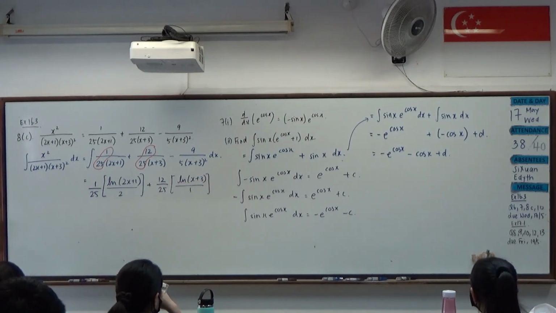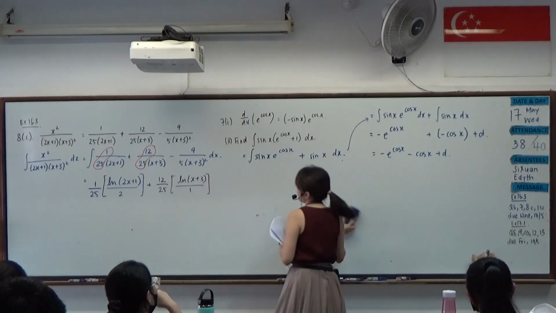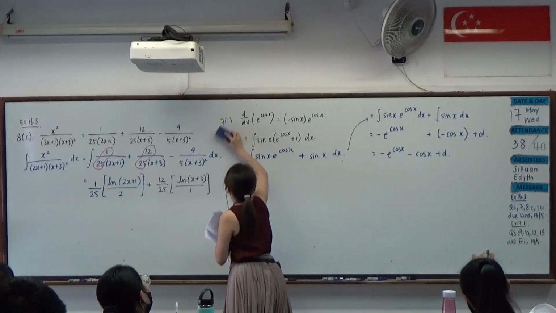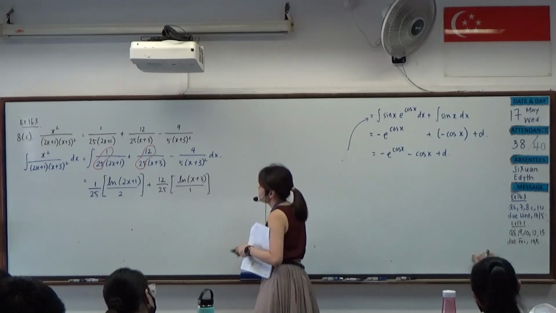Okay, so that is for the first two fractions. For the last fraction, because the denominator has a power of 2, it is not going to integrate into ln.